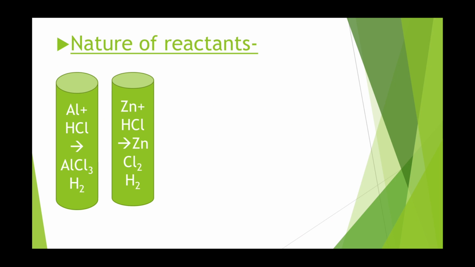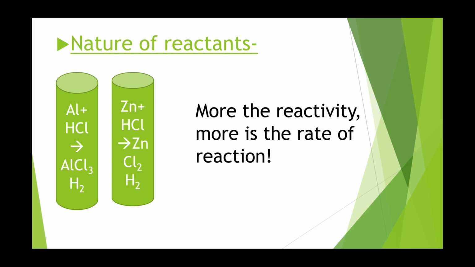That is, the rate for aluminium is maximum. The hydrogen gas evolved can be seen earlier than with the zinc metal. Why does this happen? Because in the reactivity series of metals, we know that aluminium is more reactive than zinc. Thus, from this we can conclude that the more the reactivity of the reactant, the more is the rate of reaction. That is, the more reactive the reactant is, the faster the rate will be.